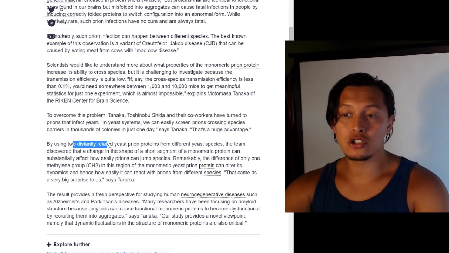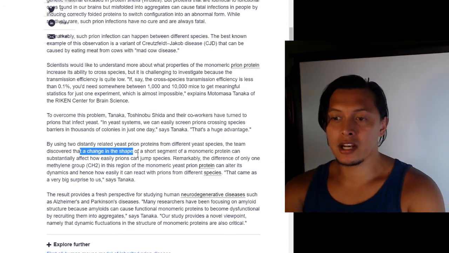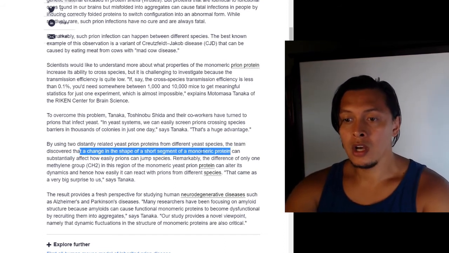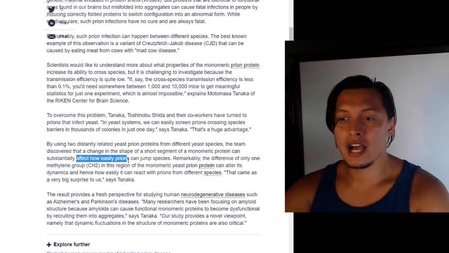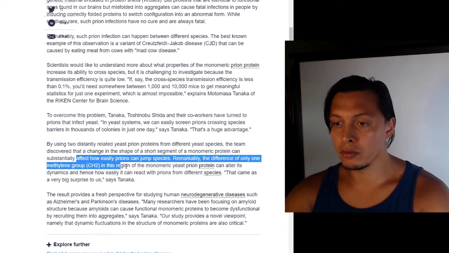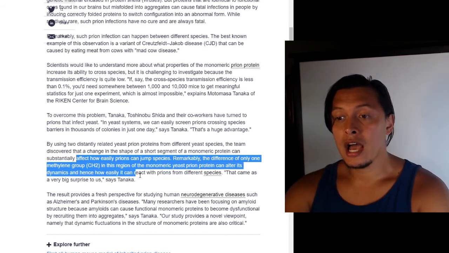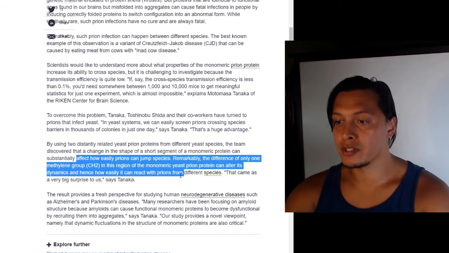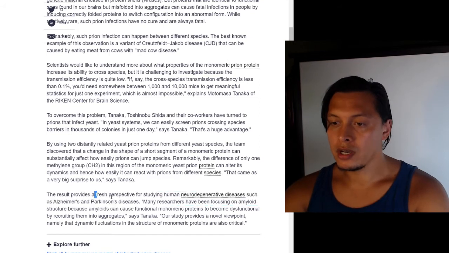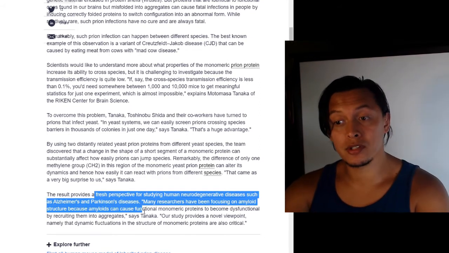So by using two distantly related yeast prion proteins from different yeast species, the team discovered that a change in the shape of a short segment of a monomeric protein can substantially affect how easily prions can jump species. Remarkably, the difference of only one methylene group in this region of the monomeric yeast prion protein can alter its dynamics and hence how easily it can react with prions from different species. This came as a very big surprise to us. As a result, a fresh perspective for studying human neurodegenerative diseases such as Alzheimer's and Parkinson's disease.